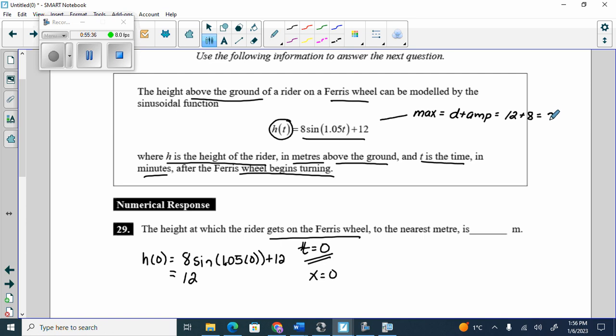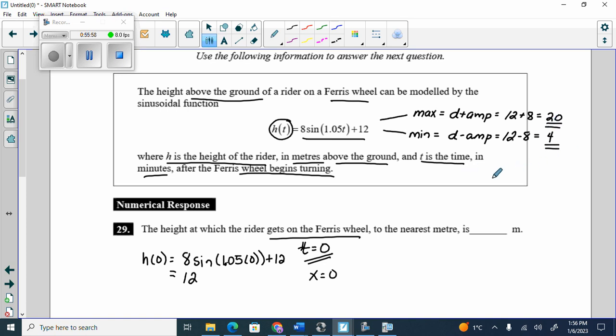So the highest this Ferris wheel goes to is 20. Now, if we want to do the minimum, we do d minus amplitude. Remember, it's not alphabetical. It's not a d, it's d minus a. Makes a difference. You will be wrong, and they will have the option there. So we do 12 minus 8, which is 4. So this Ferris wheel actually starts at 4, and it goes to a maximum of 20.